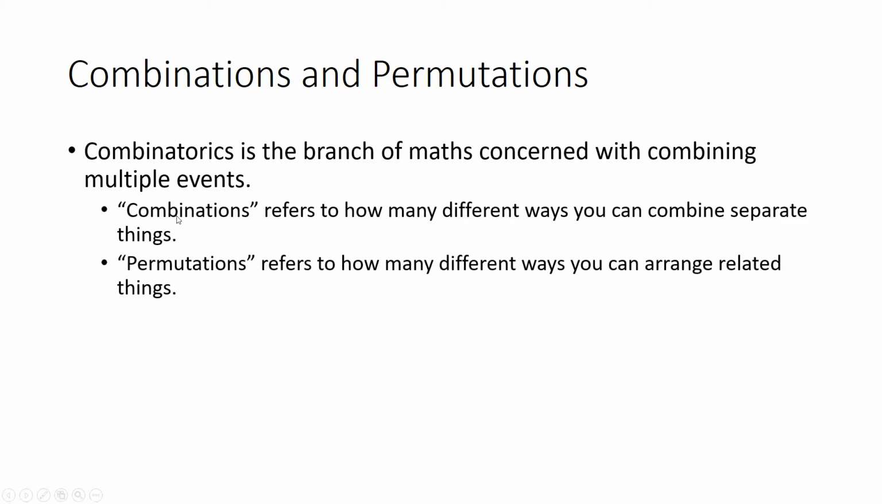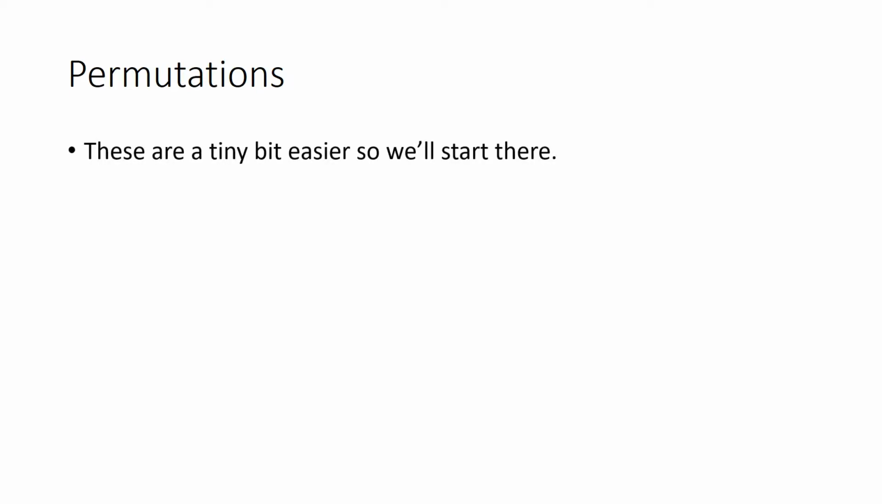So this is combining multiple events, and combinations refers to how many different ways you can combine separate things, whereas permutations refers to how many different ways you can arrange selected things, and there's a slight difference, but an important one, which we'll see. So we'll start with permutations. These are a tiny bit easier, that's why.